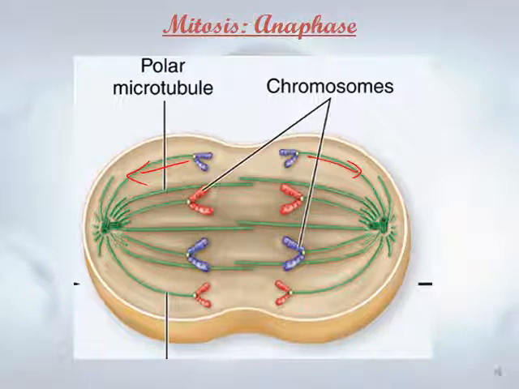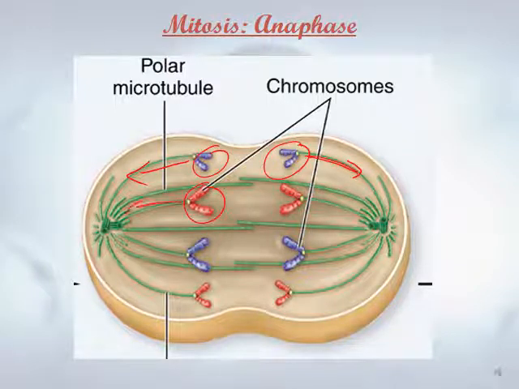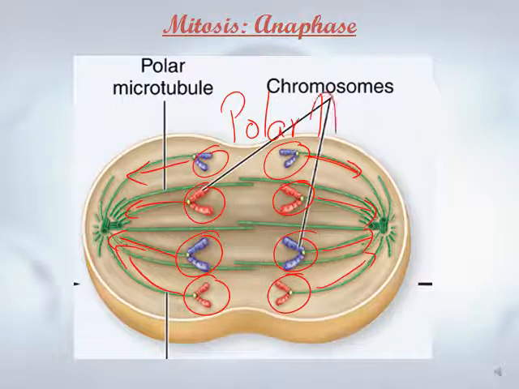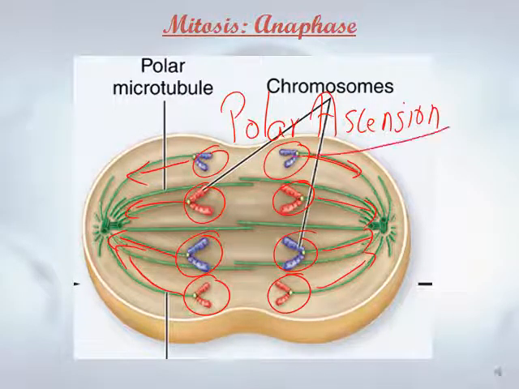Each chromatid will move to the opposite pole of the cell, forming what's known as polar ascension. So this is called polar ascension. This is the key word here.